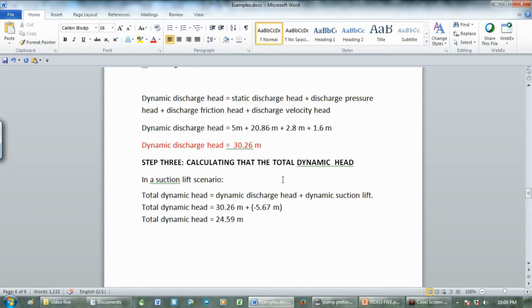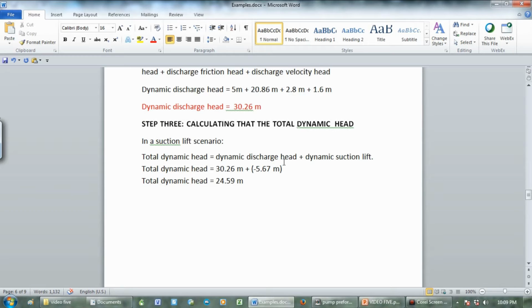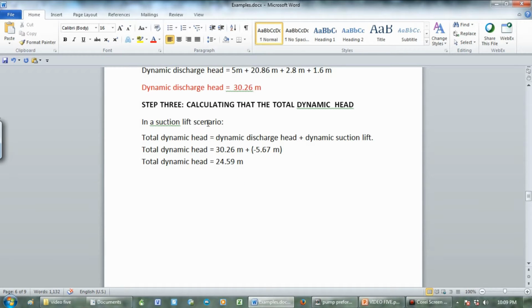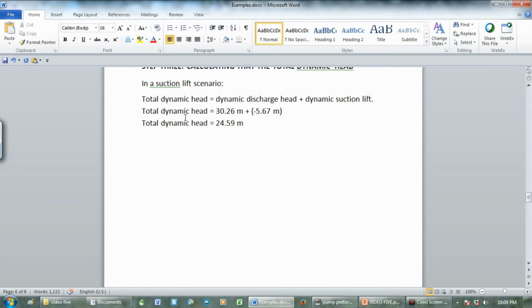Step 3. Calculating the total dynamic head in a suction lift scenario. Total dynamic head equals dynamic discharge head plus dynamic suction lift. Total dynamic head equals 30.26 meters plus a minus 5.67 meters. Total dynamic head equals 24.59 meters.